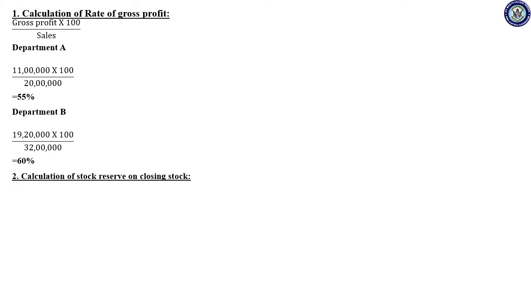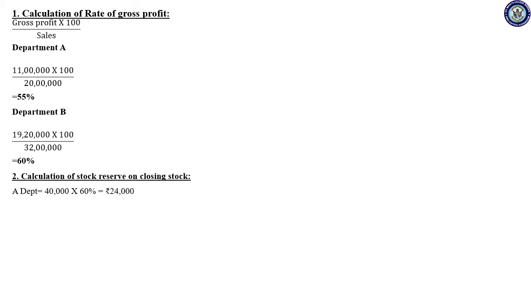Write working note number 2, calculation of stock reserve on closing stock. Here the stock reserve is only in the closing stock. The loaded price is included only in the closing stock. See adjustment number 1. They have given the information regarding inter-departmental transfer of only the closing stock, and they have not given any information regarding the opening stock. So we assume that there is no inter-departmental transfer in the opening stock. So we calculate only the stock reserve for closing stock.